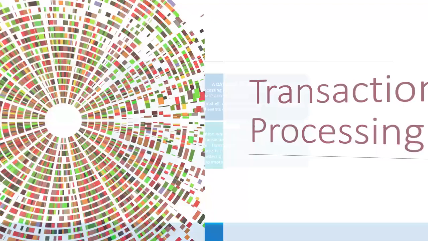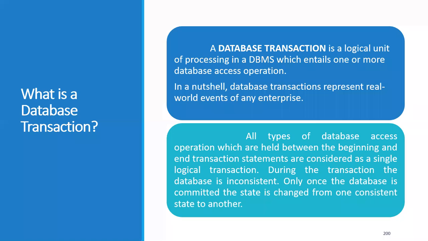See the definition given here. Whatever I explained, the definition is here. A database transaction is a logical unit of processing in a database management system which entails one or more database access operations, that means read, write, and update operations. All these operations are executed, all this list of actions executed successfully. This is called a database transaction.